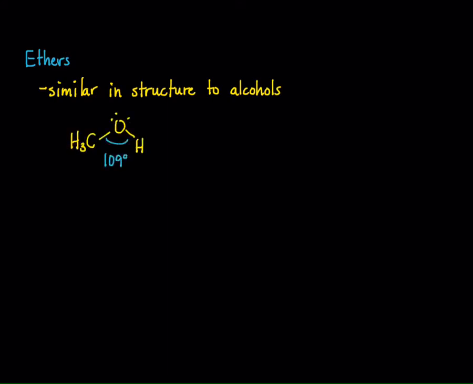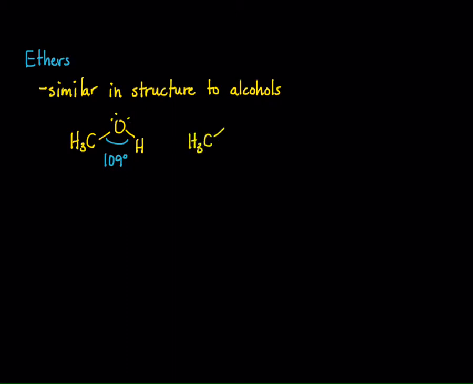And the last substituted alkane I would like to talk again briefly about is ethers. And the reason why I say briefly is because, well, in essence, ethers are very similar in structure to alcohols. Alcohols, remember, are organic derivatives of water. Here I have methanol. That bond angle is 109 degrees. What's the difference between an ether and an alcohol? You're removing the last hydrogen and replacing it with another alkyl group.